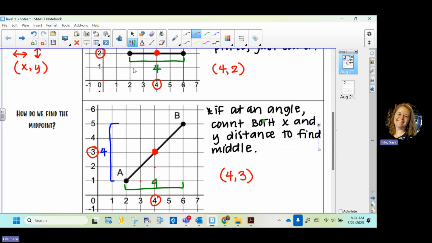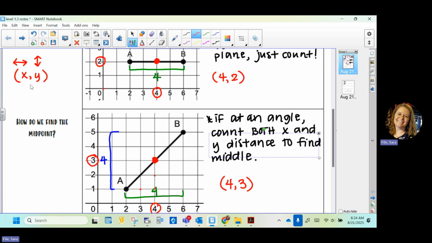Questions on if it's on the coordinate plane, how you can simply count to find the center? Y'all remember to use X and Y to name your points, right? Or to give the coordinates of your points? Okay, now what if it's not on a coordinate plane? What if we don't have a graph of our line segment?